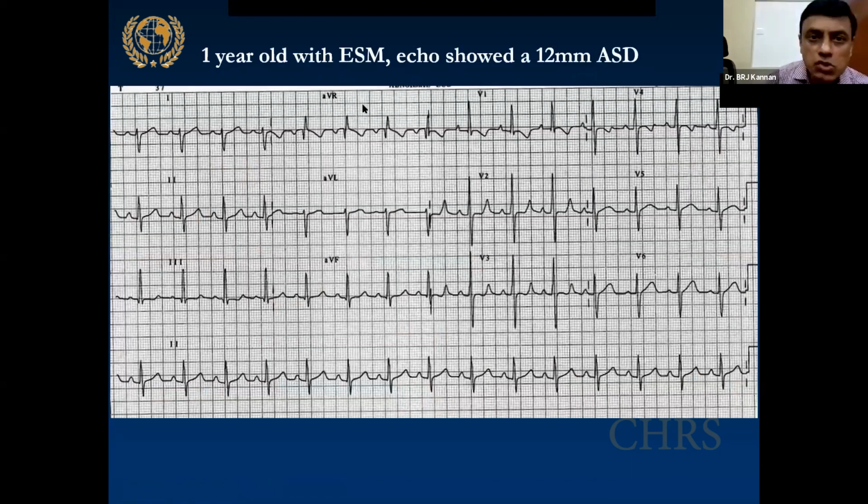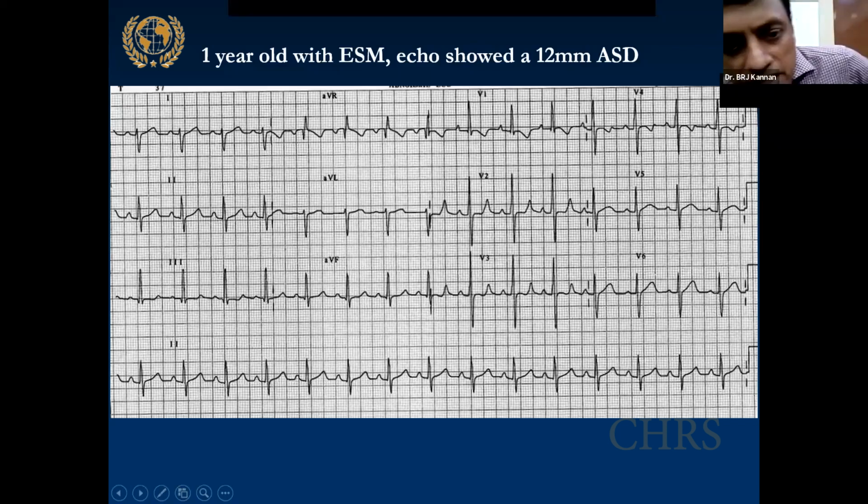Now, this is a 1-year-old child with an ejection murmur. Echo shows a 12 mm ASD. A 12 mm ASD is a very large ASD for a 1-year-old child. You can see that there is right axis deviation and RV hypertrophy features. Rather, non-regression of the RV is still persisting. This child, we need to subject to surgery very early. This is not the usual RS pattern you will see. Here you actually see an RV strain pattern. So this is the small 5% of children who will need surgery for ASD before 1 year.